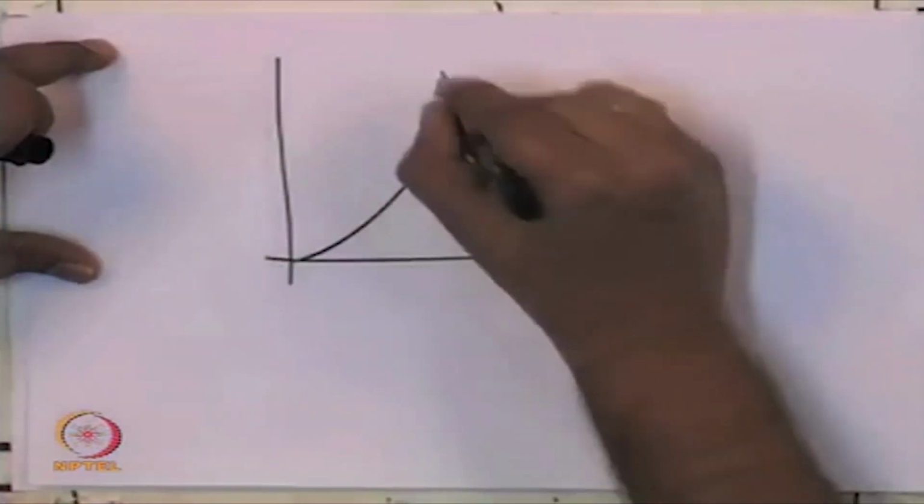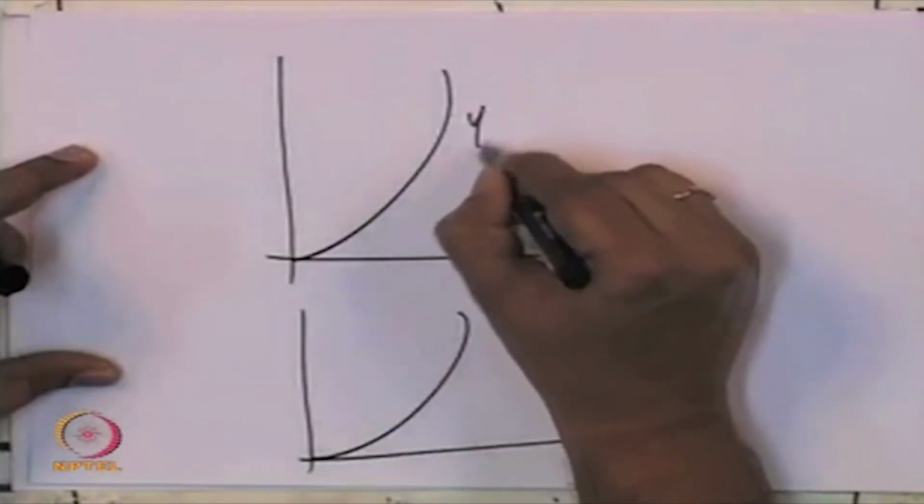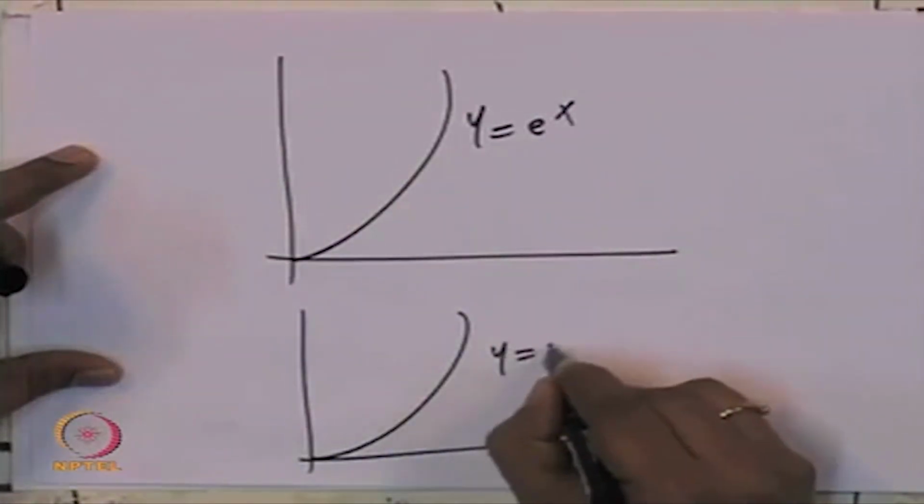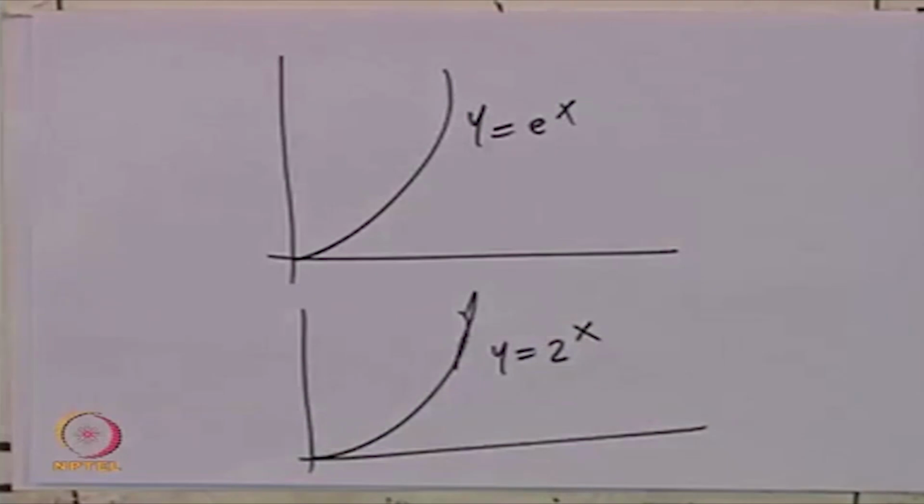So, we learned many functions like e power x and 2 power x. Let me just draw here that we had e power x which looks like this, and similarly 2 power x which also looks something like this. So, this is e power x and 2 power x. All these functions which we learned so far represent many natural phenomena. For example, 2 power x represents the bacterial growth.